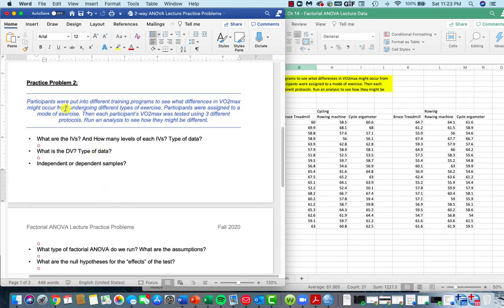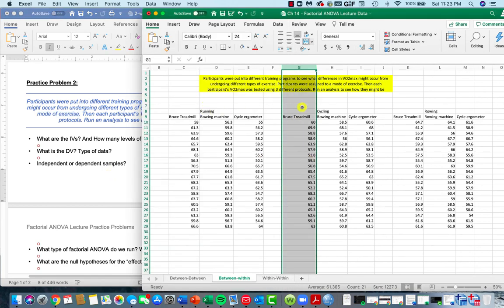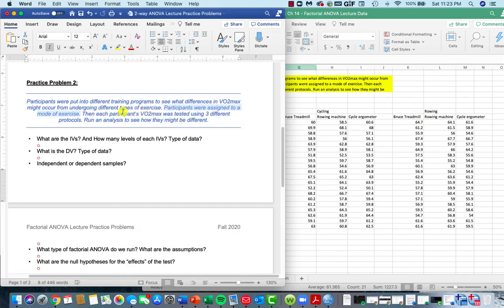All right, so we say participants were put into different training programs to see what differences in VO2 max might occur from undergoing different types of exercise. Participants were assigned to a mode of exercise, and then each participant's VO2 max was tested using 3 different protocols. Okay, so this tells you automatically mode of exercise is going to be one of our independent variables, and you can see here we've got running, cycling, or rowing, and then each person, this is key, each person is tested using 3 different protocols. So that means there are 3 measurements per subject, right?